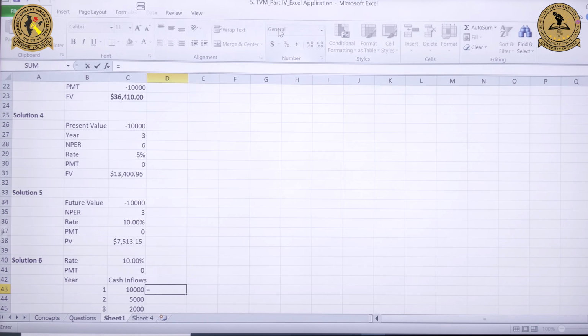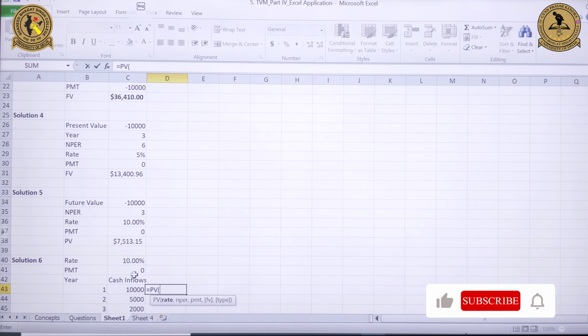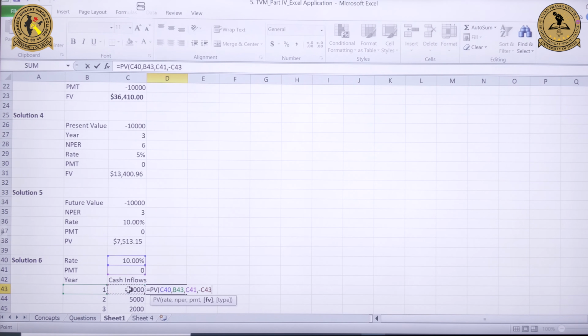So we need to type a function equals to PV and double click on it. Again, it is asking for rate. NPER in this case is 1 year. PMT is 0. Future value at the end of first year is 10,000. So again, I told you that in order to calculate the positive present value, I have put a minus sign in front of C43. And it is a case of 0, so I need to type 0 over here, bracket close. It comes out to be 9090.91.